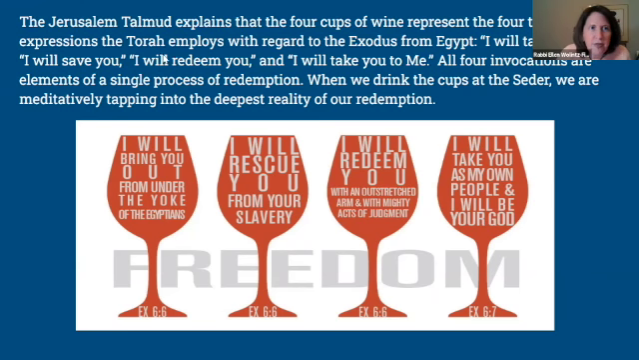Denise, do you want to read the beginning part, the Jerusalem Talmud? The Jerusalem Talmud explains that the 4 cups of wine represent the 4 terms or expressions the Torah employs with regard to the Exodus from Egypt. I will take you out, I will save you, I will redeem you, and I will take you to me. All 4 invocations are elements of a single process of redemption. When we drink the cups at the Seder, we are meditatively tapping into the deepest reality of our redemption.